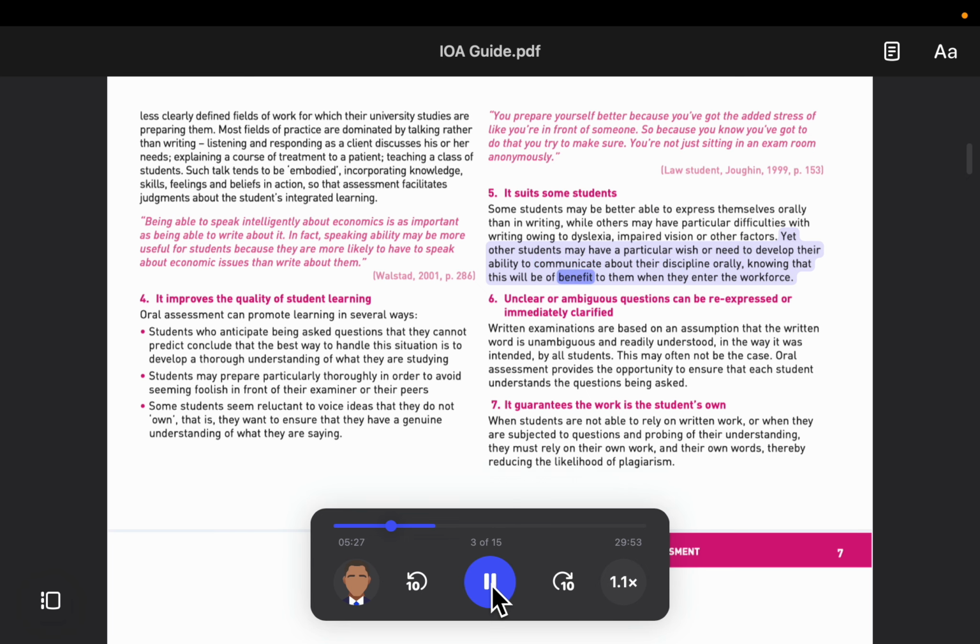Knowing that this will be a benefit to them when they enter the workforce. So again, I'm going to pause here. One of the things I heard from my students a lot is, I'm just not great at thinking on my feet. I'd much rather write. And I hear that, and there's some opportunities to accommodate that, but learning to speak clearly is as important a skill as learning to write clearly.